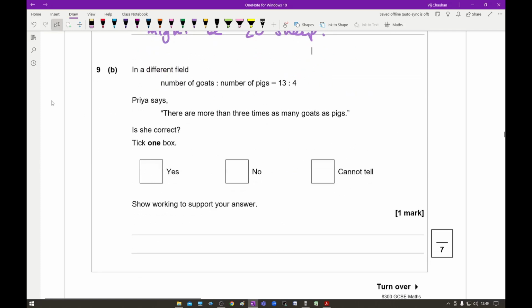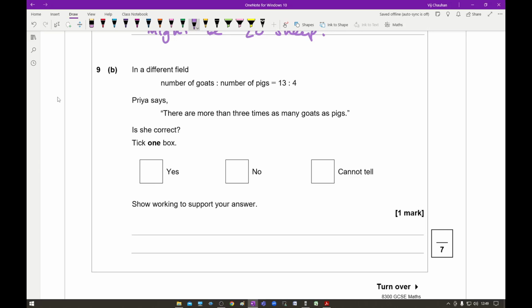Then moving on to 9b, it says in a different field the number of goats to the number of pigs is 13 to 4. Priya says that there are more than 3 times as many goats as pigs. Is she correct? And we want to tick one box. Now again, for these, try and opt for doing your working out first before ticking the box. I really do get annoyed by the exam boards setting out questions like this. It should be a case of showing your working out first before ticking a box, because sometimes you probably make an assumption, tick a box, and then show the working out to prove it, which may ultimately be wrong.